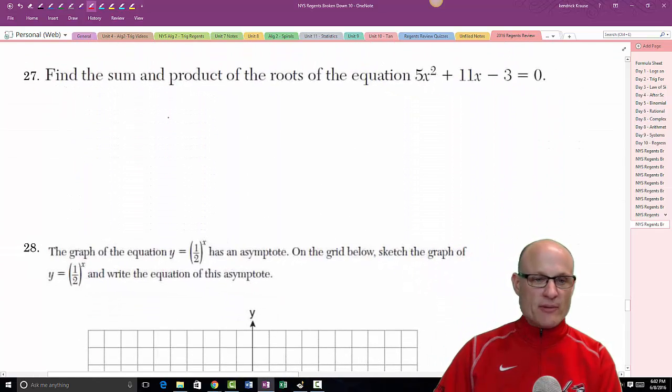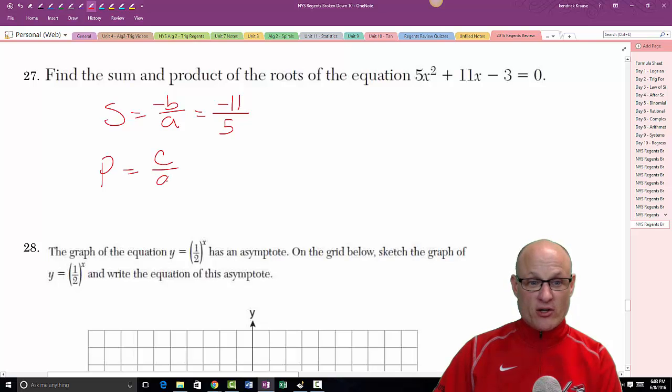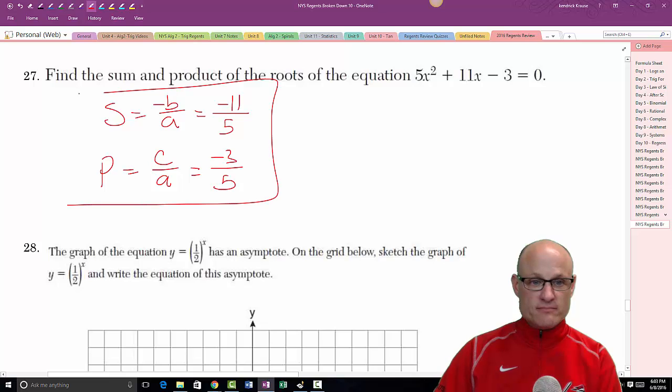Find the sum of the roots. Sum of the roots. Oh, all right. Sum of the roots is negative b over a. Write the formulas. Every time you do these, write the formulas. Negative b over a is negative 11 over 5. Done. Product of the roots. Write the formula. c over a is equal to negative 3 over 5. Done.